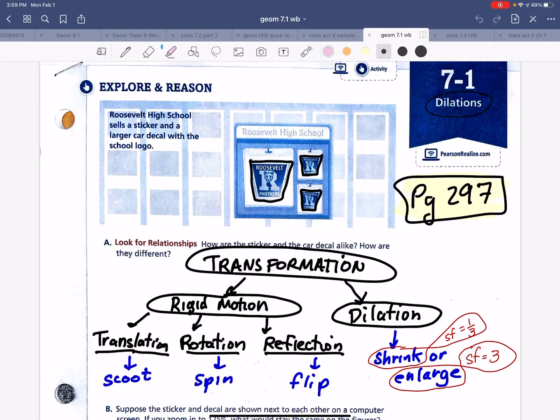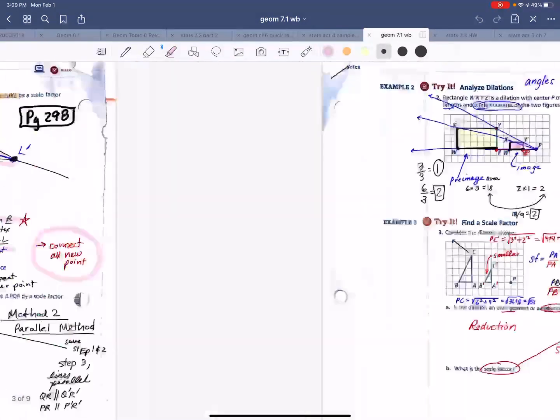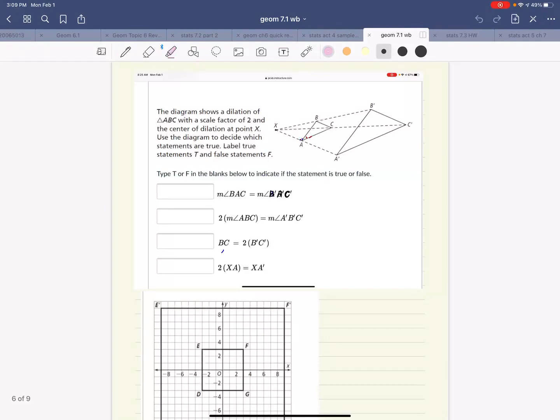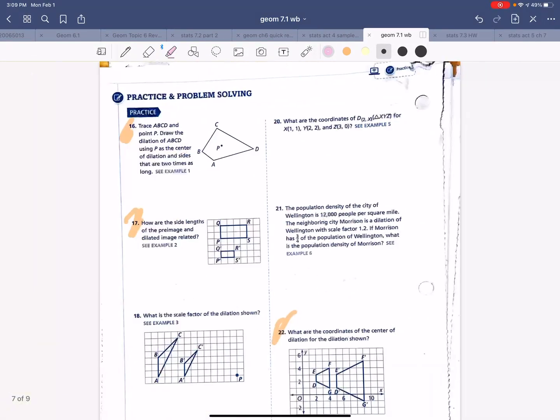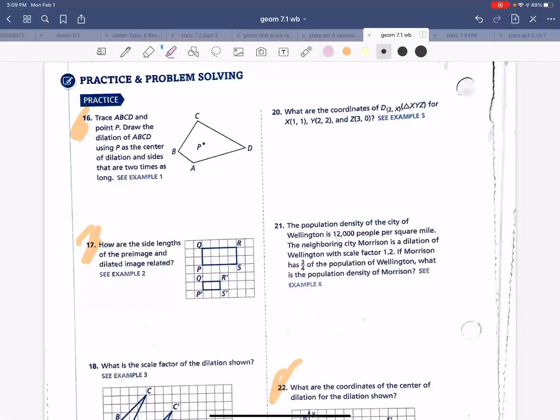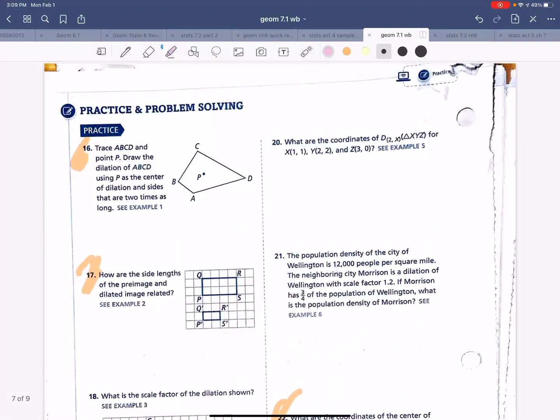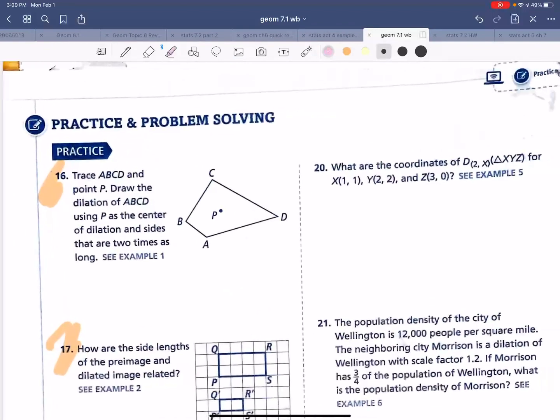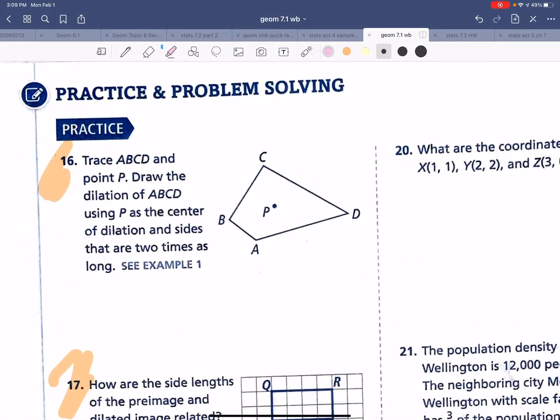Hey guys, we are going to do the homework for 7-1, so let's take a look. You're going to upload your notes along with these problems, and don't forget to do your lesson checks as well. Okay, so our homework assignment is 16, 17, 19, 22, and then a couple more on the other pages. So let's take a look.